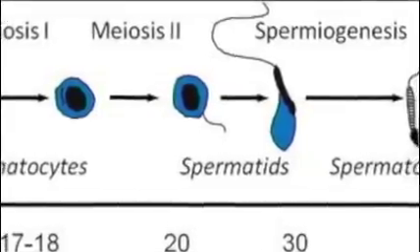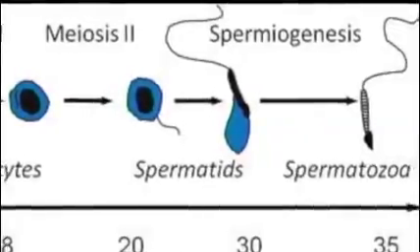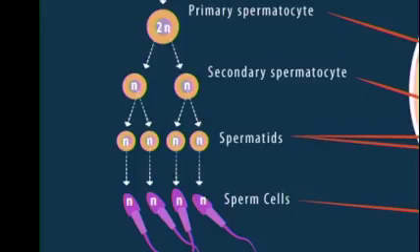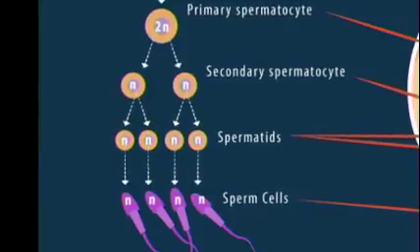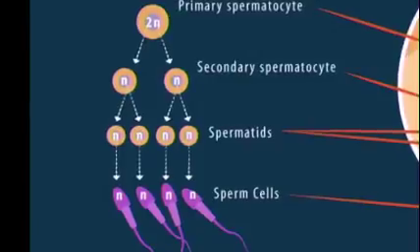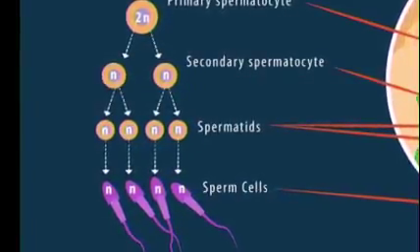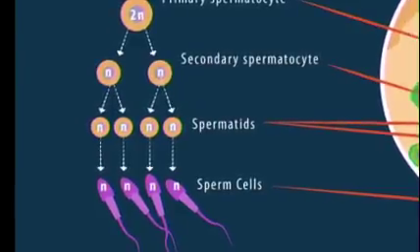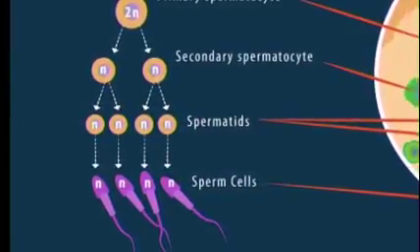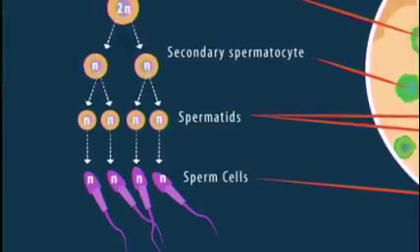During spermatogenesis, each primary spermatocyte divides to form two secondary spermatocytes. Each of these cells in turn divides to form two spermatids, which mature into sperm cells. The result for each primary spermatocyte that undergoes meiosis is 4 sperm cells with 23 chromosomes in each of their nuclei.